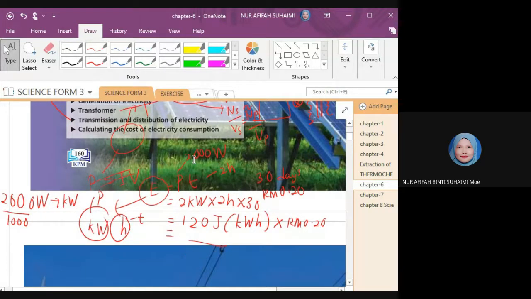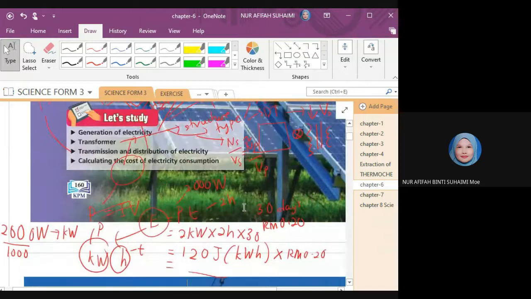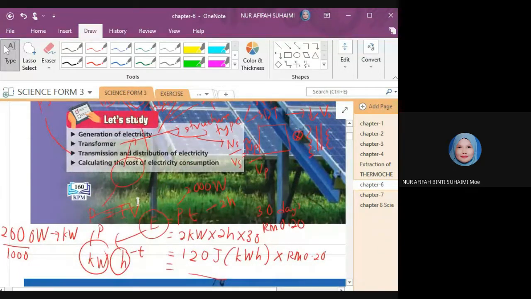Okay, calculating the cost of electricity consumption. This one is physics. Even in Form 5 you still learn the same thing. So this one you must know.